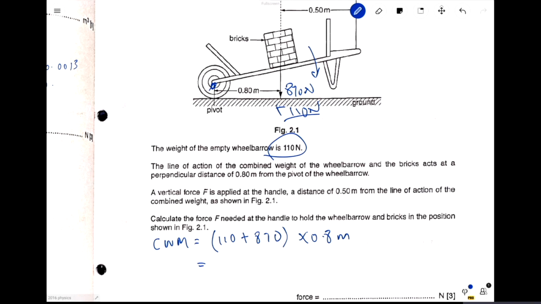Use calculator. 110 plus 870, times 0.8. Okay, 784. So the clockwise moment is 784.